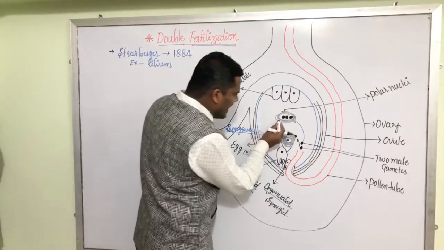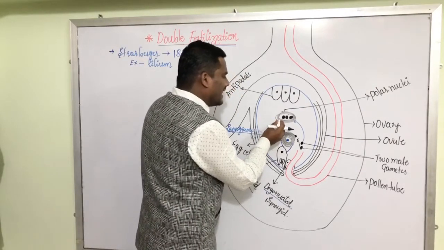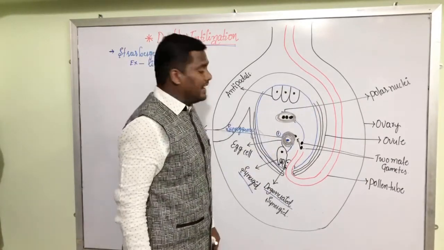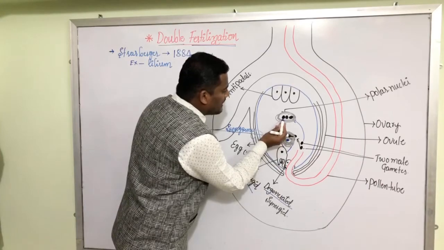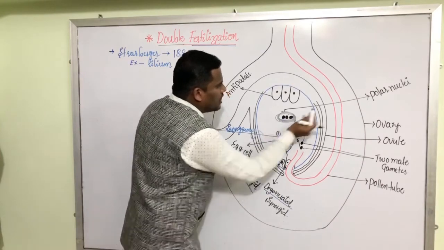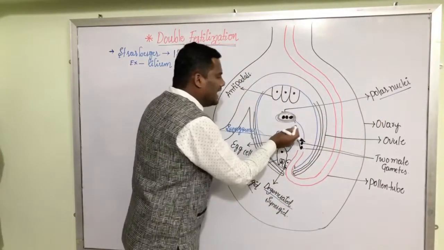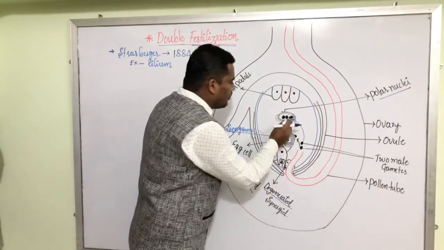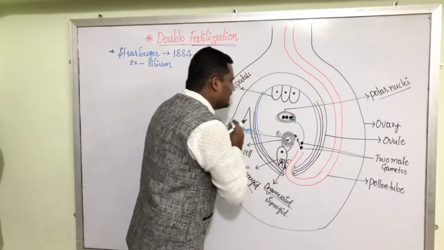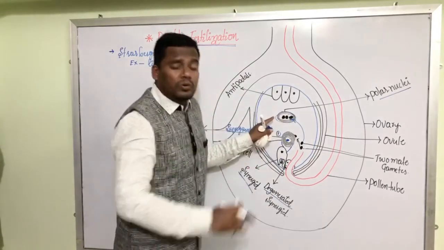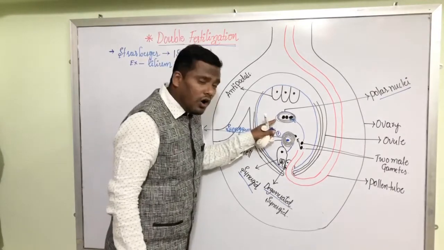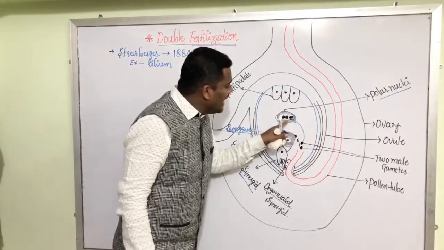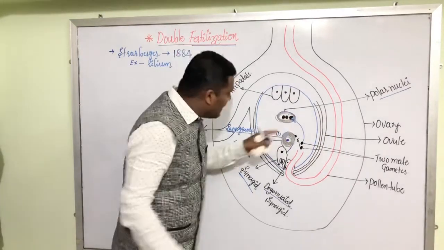Now the second fertilization takes place at the center of the embryo sac, where the polar nuclei are located. There are two haploid nuclei, which are the polar nuclei, and another male gamete fuses with the polar nuclei. Totally, there is a fusion of three nuclei: two nuclei belong to the polar nuclei and one nucleus belongs to the male gamete.